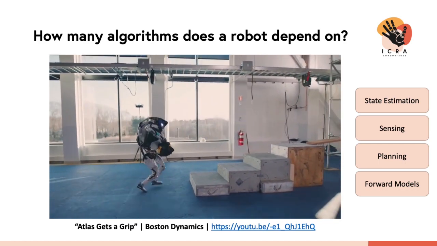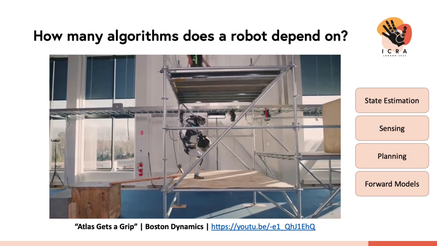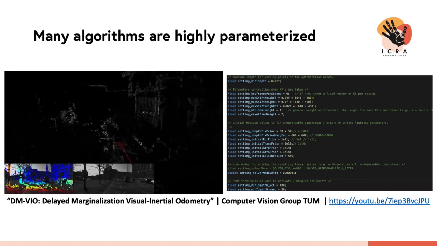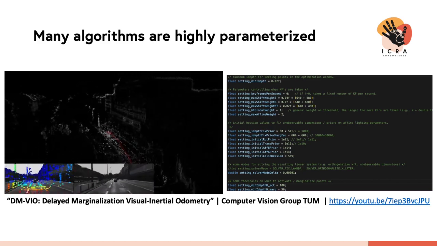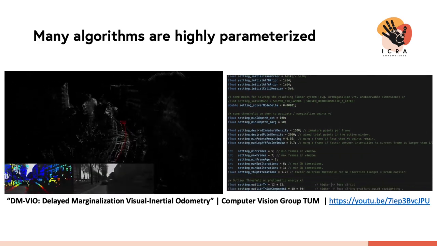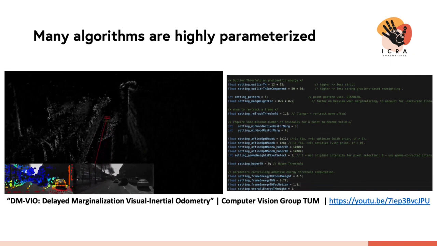Our work is about how sophisticated algorithms can be configured so they work better in multiple environments. Many algorithms are highly parameterized. Consider a recent visual inertial odometry method, DM-VIO. While it performs very well, its performance can depend on the 35 floating point parameters and a dozen integer parameters that control its behavior, and this is typical of many methods used in robotics.